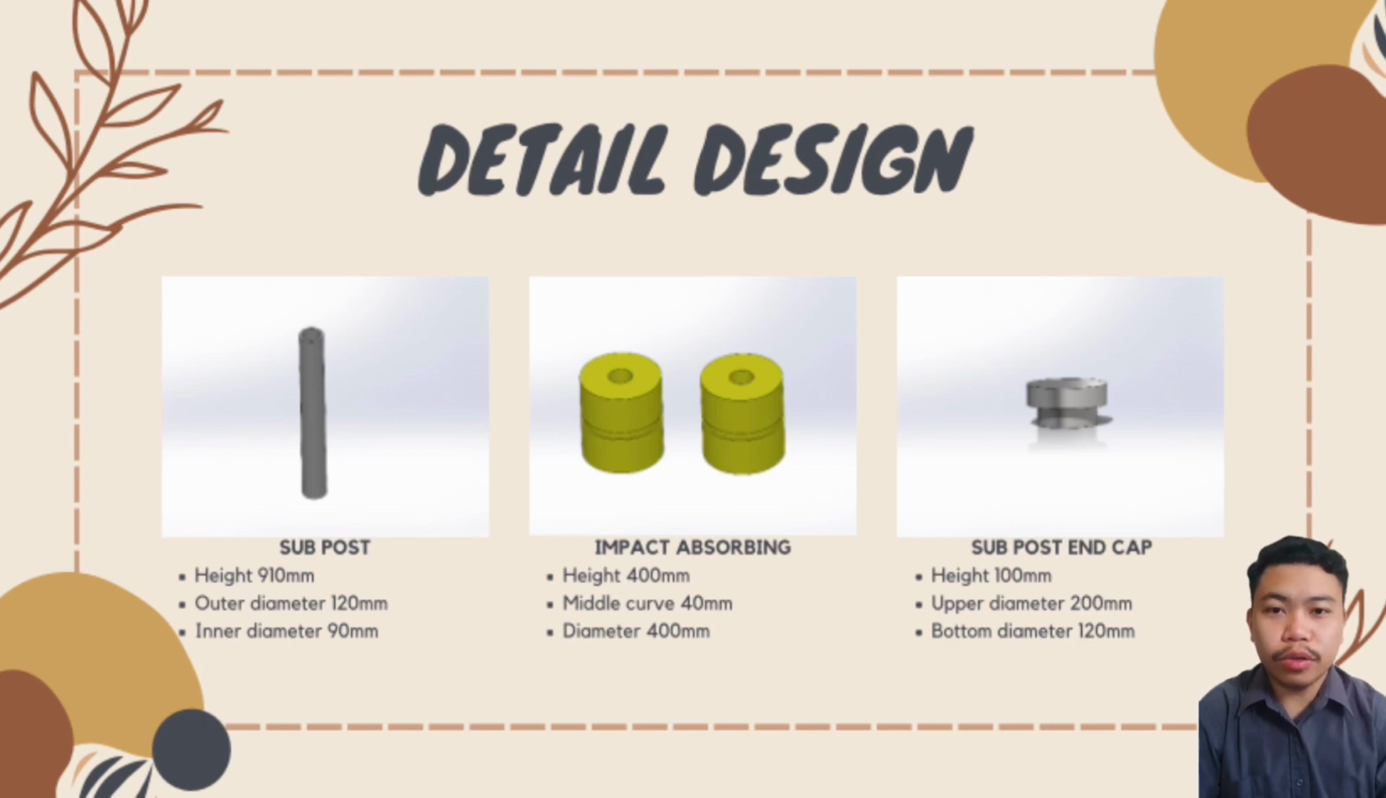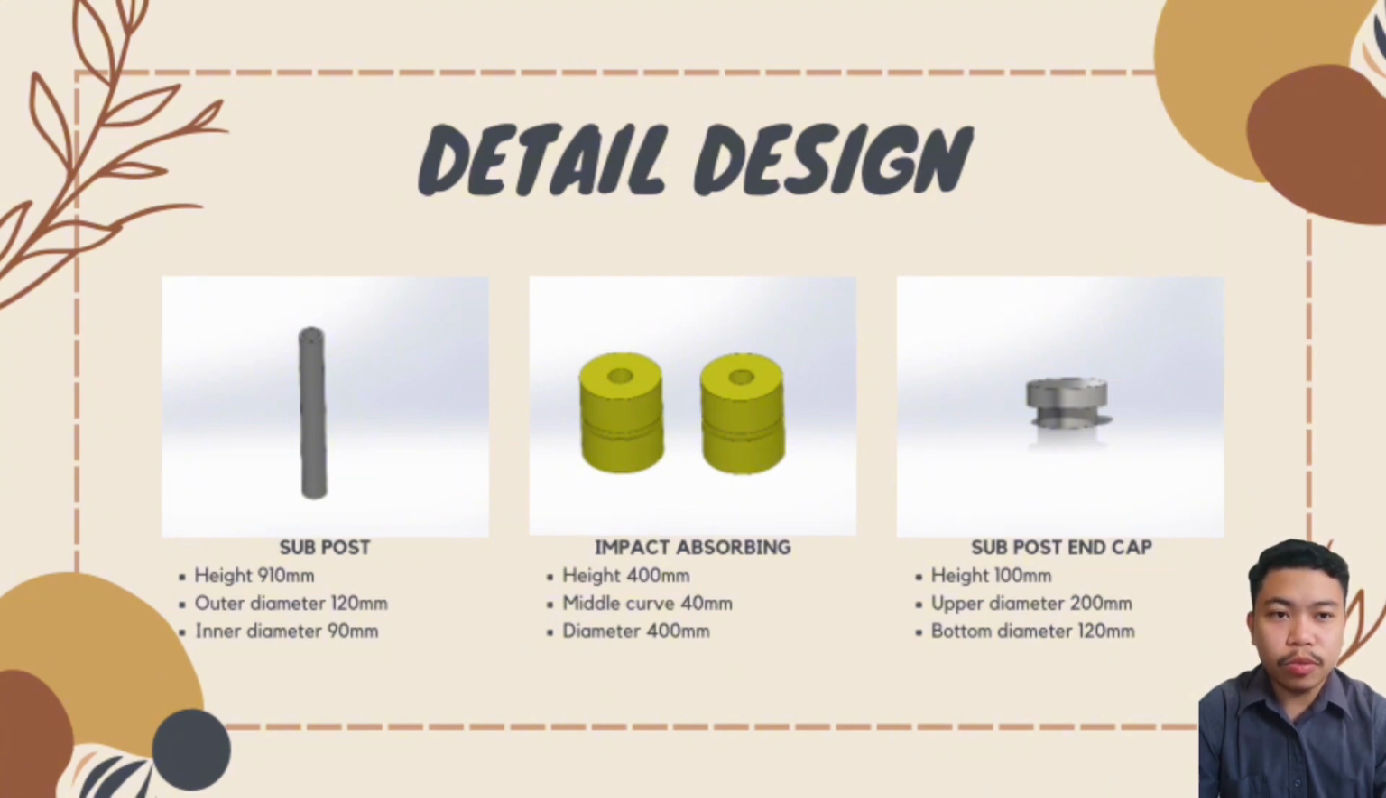Okay, so we continue to the detailed design. We have three main parts for this design, which are sub-post, impact absorbing plastic, and the last one is sub-post end cap. For the sub-post, the material is metal. The height for the sub-post is 910 mm. Outer diameter is 100 mm, and the inner diameter is 19 mm.